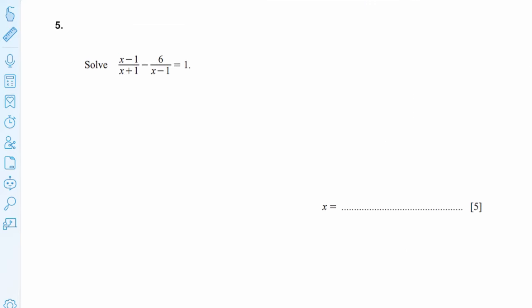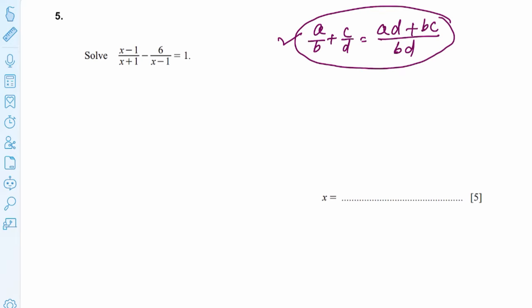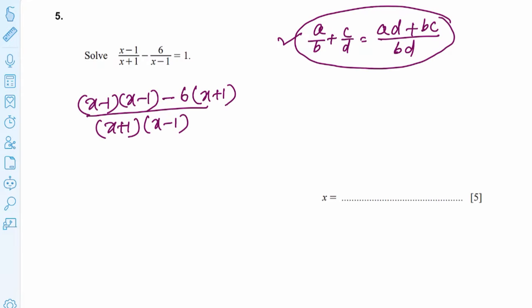Question number 5 is an algebraic fraction question, right? If you remember, algebraic fractions can be added in this way. If I say a over b plus c over d, what we normally do is bd in the denominator, then cross multiply: ad plus bc. This is the way we normally do algebraic fraction addition or subtraction depending upon the question, right? Right now here you can see the denominator we have is x plus 1 times x minus 1. Now cross multiply: x minus 1 times x minus 1 minus 6 times x plus 1, and on this side we have 1 here. Clear?